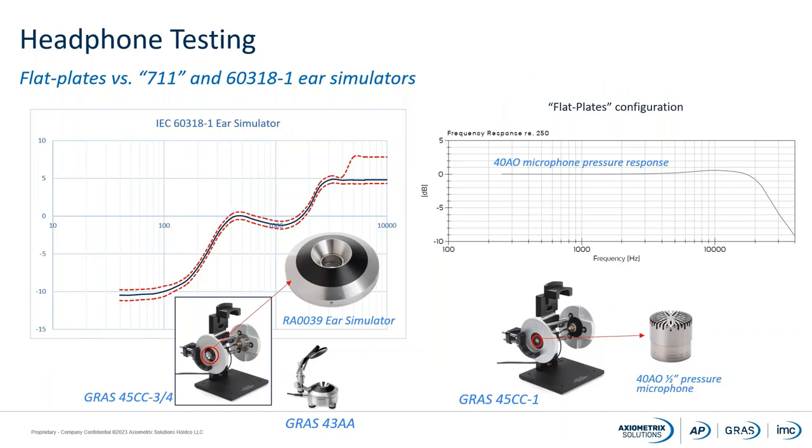The IEC 60318-4 ear simulator does also have a very well-defined transfer function or frequency response. If we compare the response we have here for the IEC 60318-4 with a standard pressure microphone, then we can see that the standard measurement microphone has a very flat frequency response up to, in this case, 20 kilohertz.